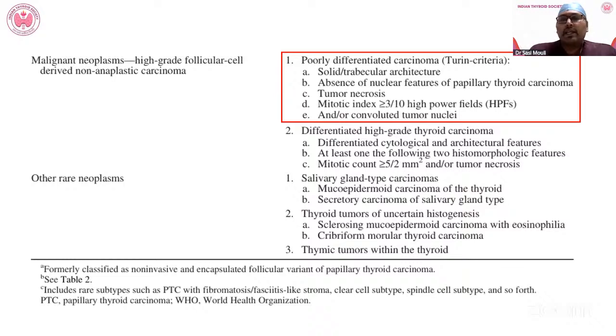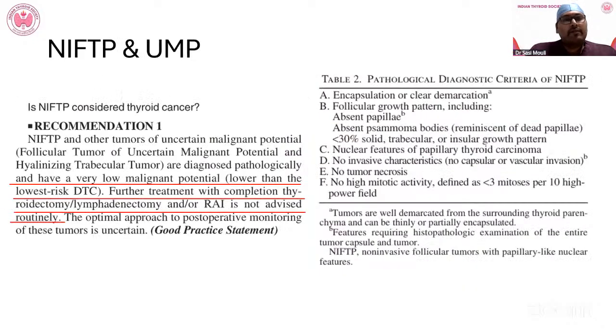There is a set criteria for PDTC, and now the WHO 2022 has introduced differentiated high-grade thyroid carcinomas, which retain differentiation but are high-grade, with more mitotic count and tumor necrosis. Now coming to the 2025 guidelines, NIFTP is the first recommendation, which was not included in 2015 because the nomenclature was introduced somewhere in 2016 by Nikiforov.